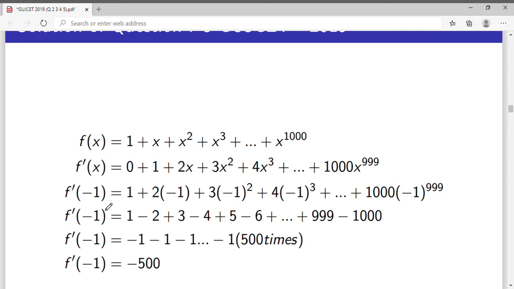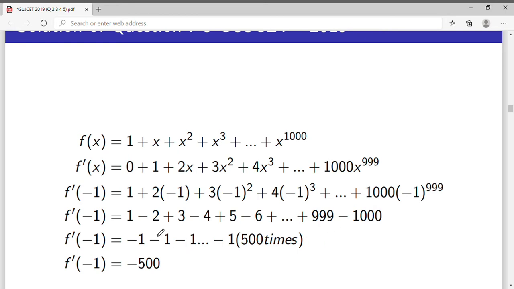So f'(-1) equals 1 plus 2, x is replaced by minus 1, plus 3 into (-1)², plus 4 into (-1)³, plus the last term, 1000 into (-1)^999. After multiplication, we get f'(-1) equals 1 minus 2 plus 3 minus 4 plus 5 minus 6, and so on. The last term is 1000 into (-1)^999, so we get minus 1000, and the previous term is plus 999.